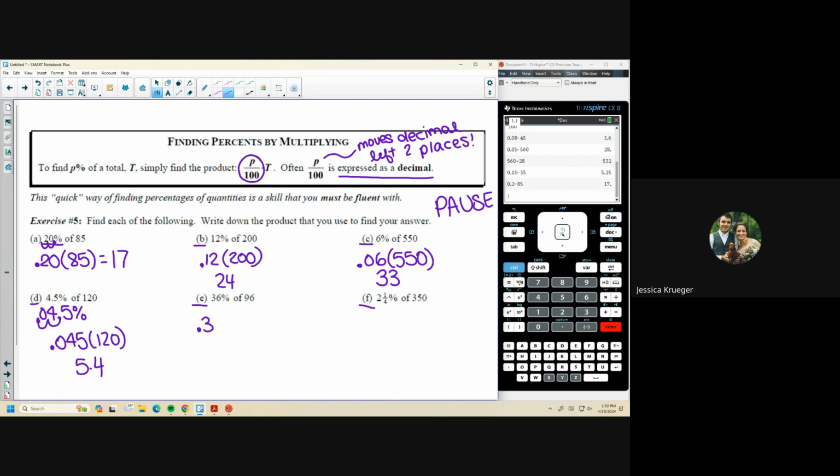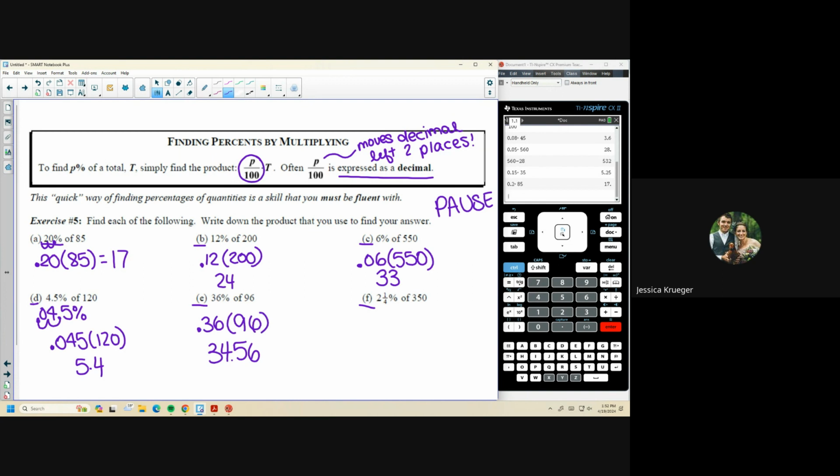36% is 0.36 times 96. Now, that did not come out to a nice number, but I'm still going to write it down. It's 34.56.